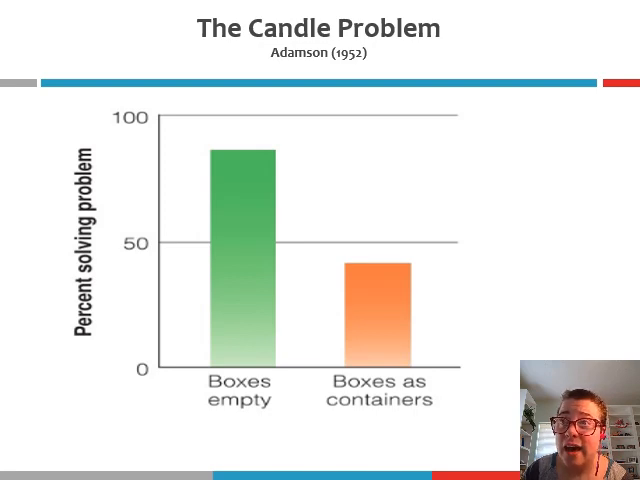And then this was replicated actually in 1952 by Robert Adamson. So he repeated the original experiment and got the same exact results. When participants were presented with the empty boxes before solving the problem, they were twice as likely to solve the problem effectively than participants that had been presented with the items in containers.